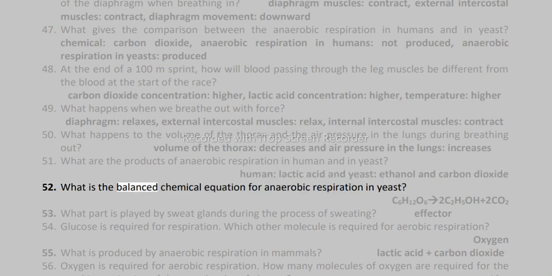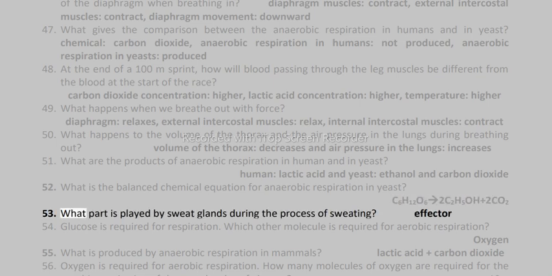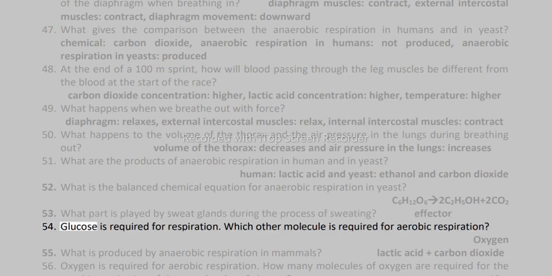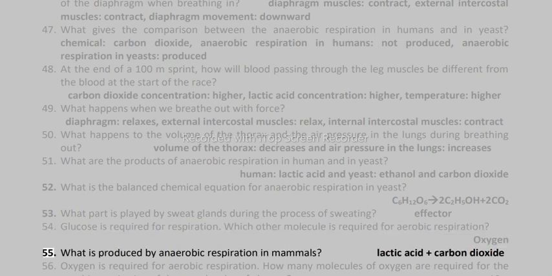52. What is the balanced chemical equation for anaerobic respiration in yeast? C6H12O6 → 2C2H5OH + 2CO2. 53. What part is played by sweat glands during the process of sweating? Effector. 54. Glucose is required for respiration. Which other molecule is required for aerobic respiration? Oxygen.